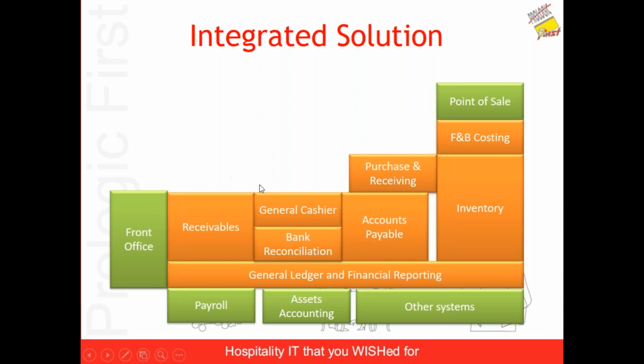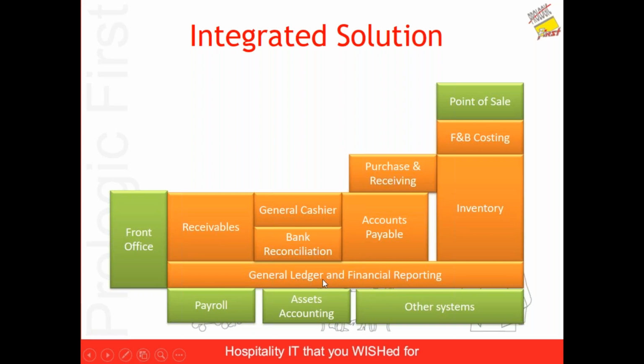Why? The orange boxes that you see, the ones in orange color, which are purchase and receiving, accounts payable, inventory, food and beverage costing, general cashier, bank reconciliation, receivables, and general ledger and financial reporting. So the orange boxes that you see form the part of the application about which we are going to discuss in the next 4 days, which is Web Prol'IFIC. Now we call it an integrated solution.